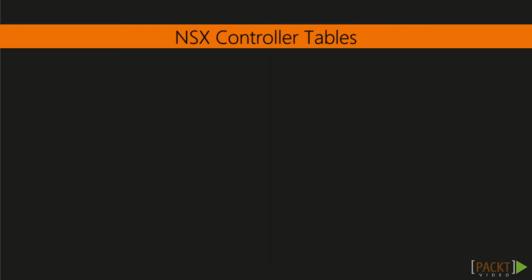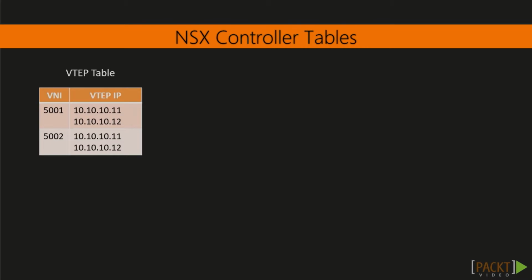The NSX controller tables. We have 3 tables. The first one is the VTAP table. This table contains a mapping between a VNI and a VTAP IP. So each VTAP having a VNI configured has an entry within the table in the NSX controller cluster. And the NSX controller cluster distributes this piece of information proactively to each VTAP within NSX.